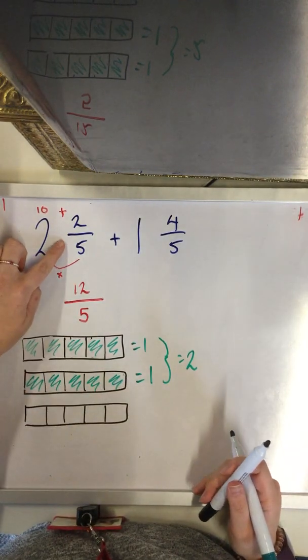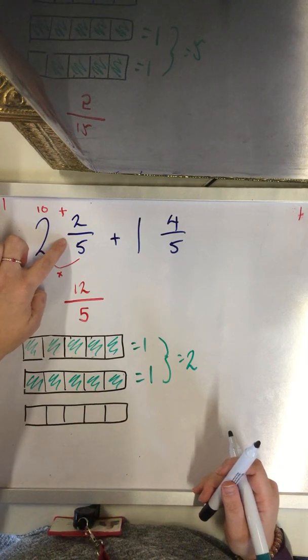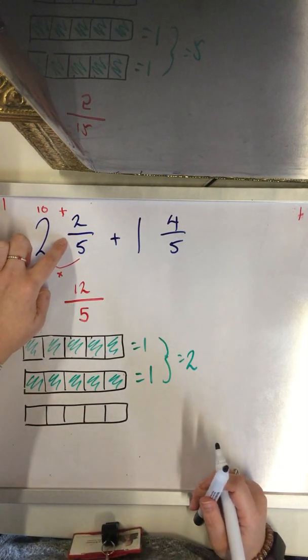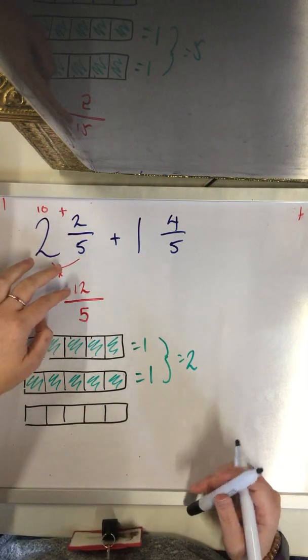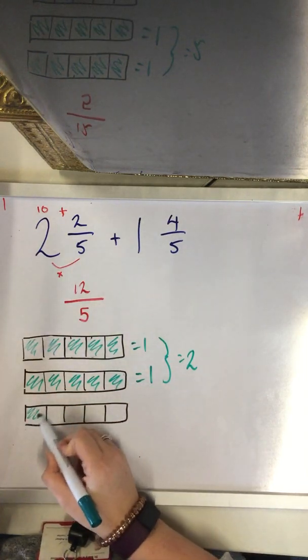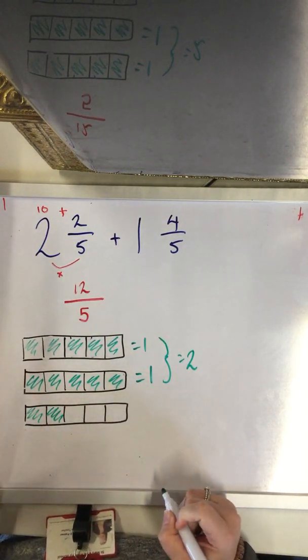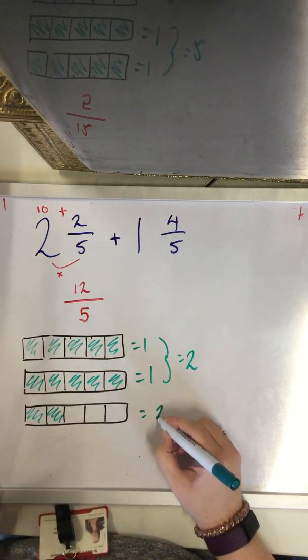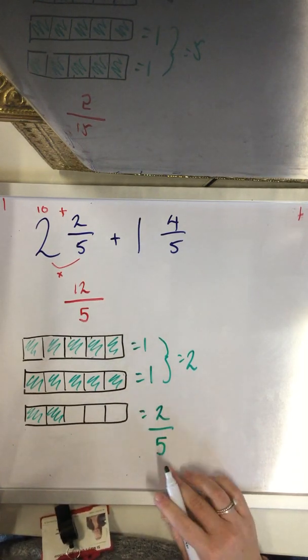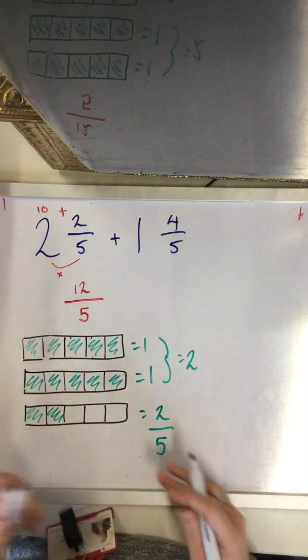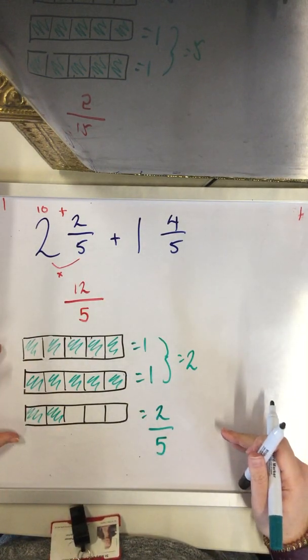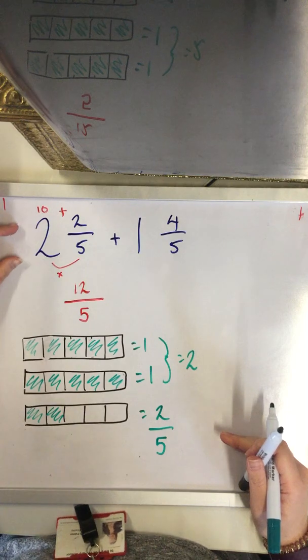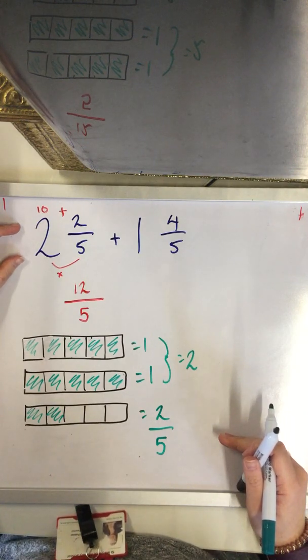And as we can see up here, 2 is my numerator, so it's 2 out of 5. So 2 out of 5 will be shaded, and this represents 2/5, 2 out of 5. So this diagram here represents 2 and 2/5.